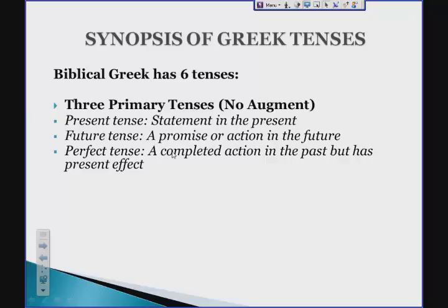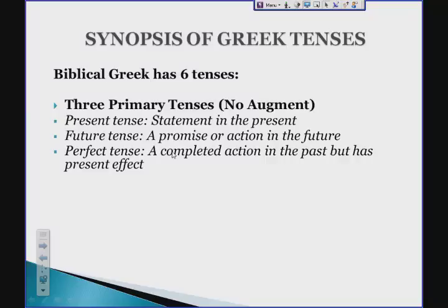Now, this tense denotes an action completed in the past, but this action has a continuing effect. That is, the effect of the action done in the past continues to the present. Hence my shortened explanation there: a completed action in the past but has a present effect. For instance, when you say, we have been saved by grace, Ephesians chapter 2, verse 8. By grace we have been saved. If you go and look at that tense in Ephesians 2:8, it's a perfect tense. It is an action completed in the past.